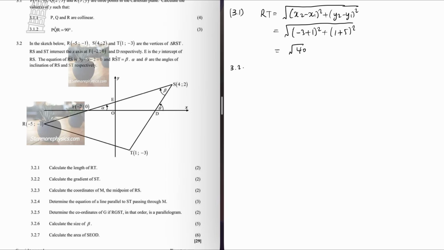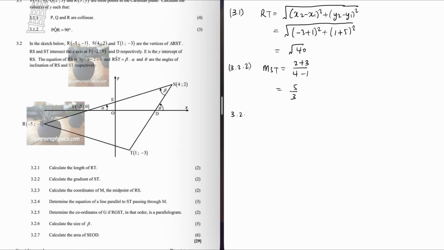Question 3.2.2, calculate the gradient of ST. So the gradient of ST is equal to y2 minus y1, so 2 minus 3, divided by x2 minus x1. That's equal to 5 over 3.